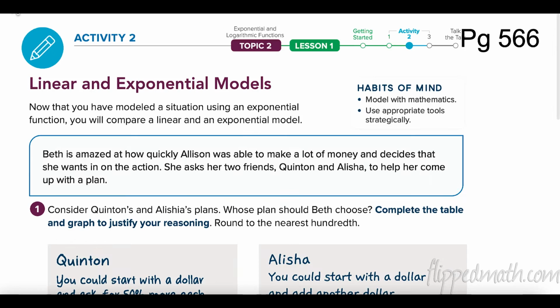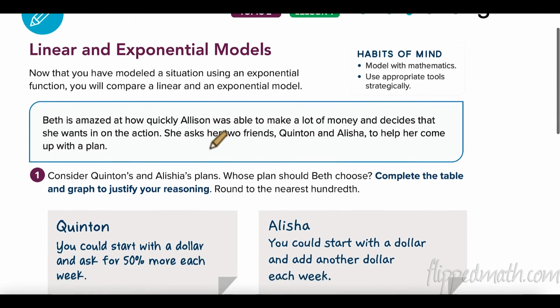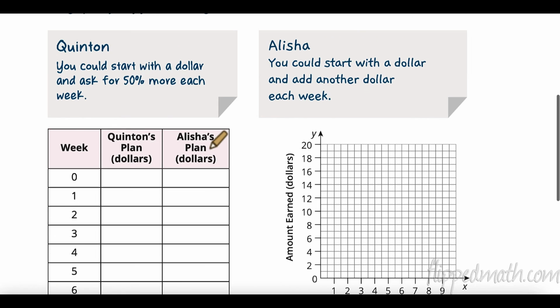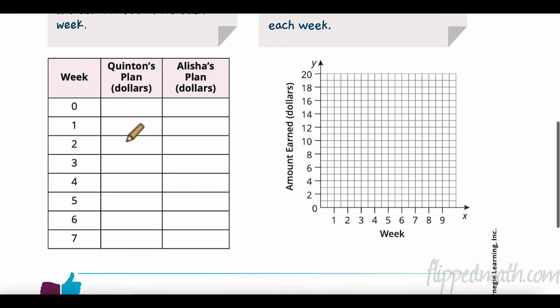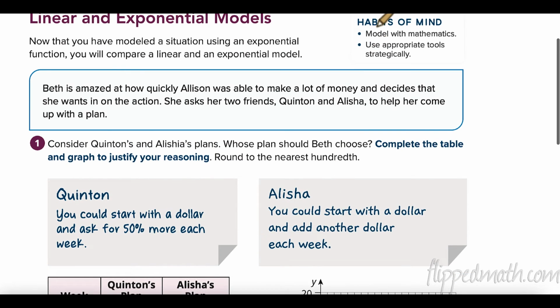What I'd like you to do now is read the situation on page 566 about Quentin and Alicia, and fill out the table and draw any picture you can. All right? Go for it.